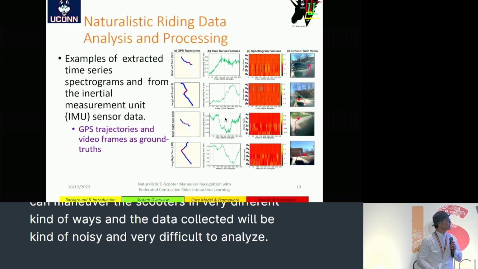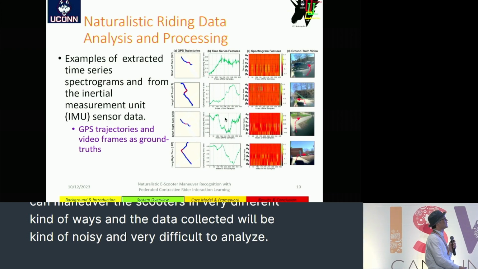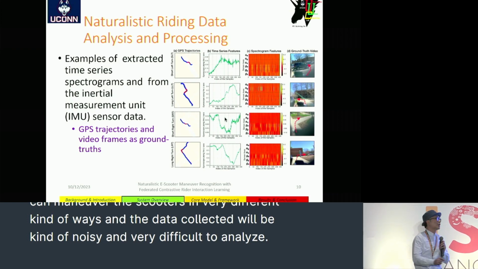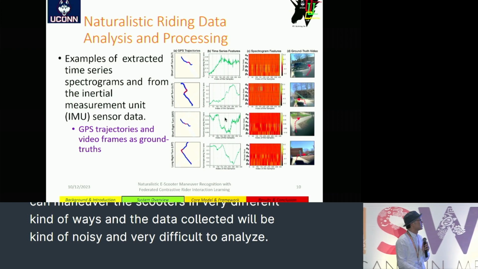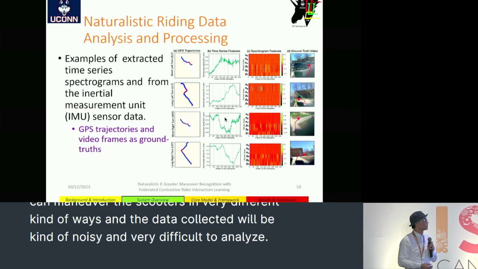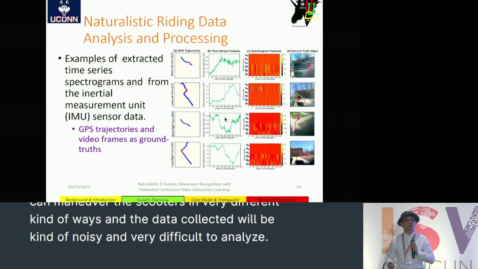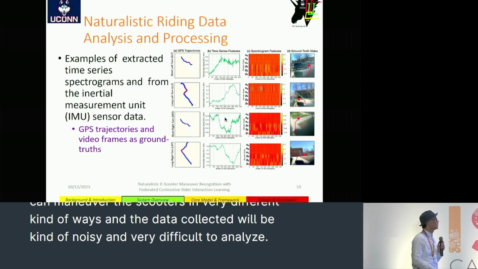And we have conducted studies with different data analyses. We let volunteers ride the scooters in our campus environments and interact with very different traffic participants, and then we understand how those maneuver behaviors look. We also collect the GPS trajectories as well as the video frames as ground truth for us to label the corresponding maneuver classes.